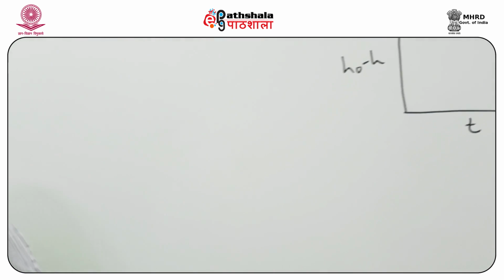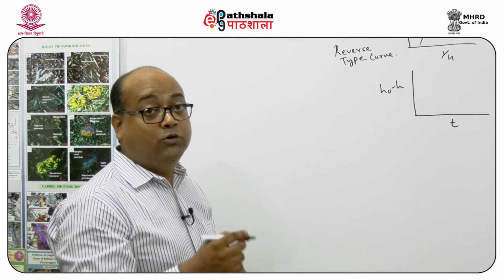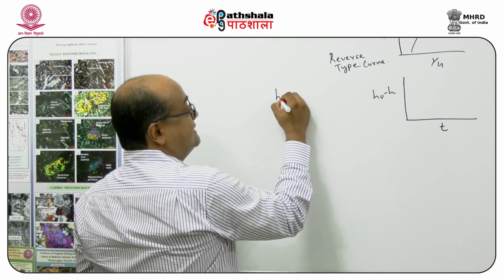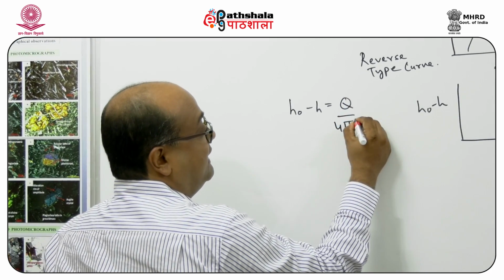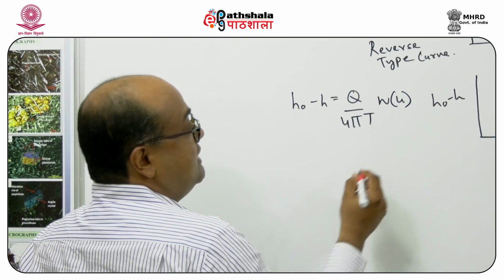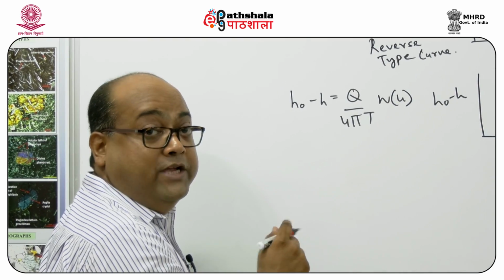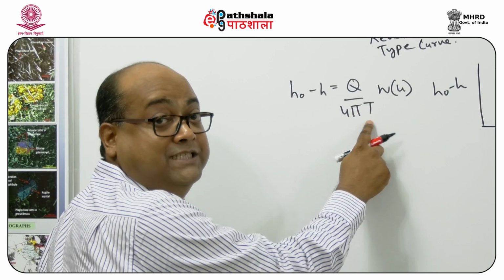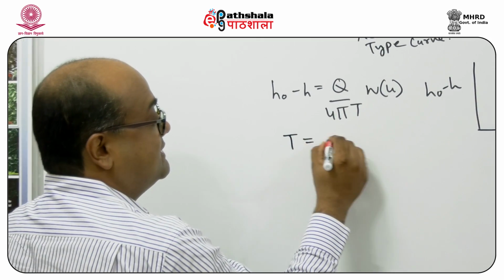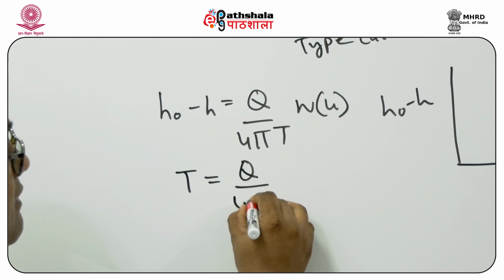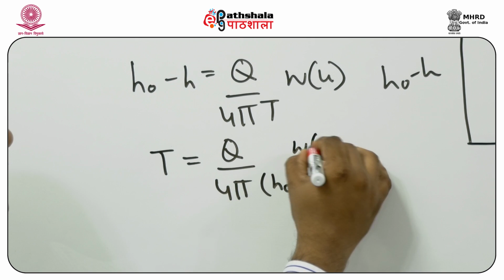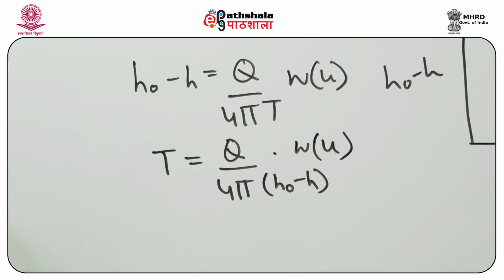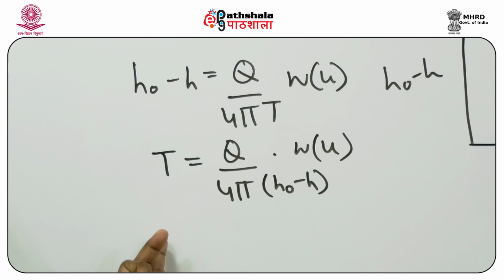Going back to the original Theis equation, H0 minus H equals Q/(4πT) W(u), I can rearrange this equation to get the value of T, the transmissivity, which goes like this: T equals Q/(4π(H0 minus H)) times W(u). And once I get the value of transmissivity, I can get the value of storativity.